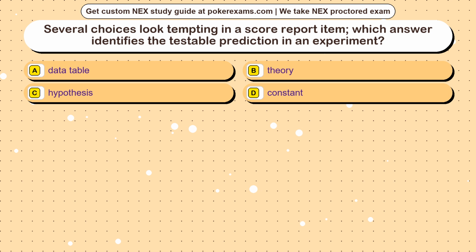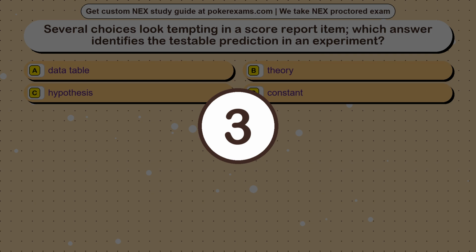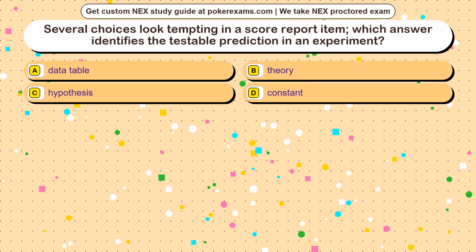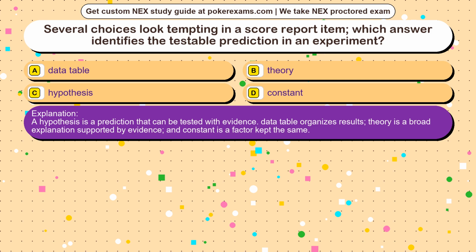Question 12. Several choices look tempting in a score report item. Which answer identifies the testable prediction in an experiment? Option A, a data table. Option B, theory. Option C, hypothesis. Option D, constant. The correct answer is option. A hypothesis is a prediction that can be tested with evidence. Data table organizes results, theory is a broad explanation supported by evidence, and constant is a factor kept the same.